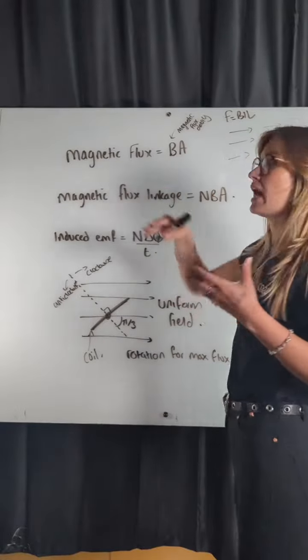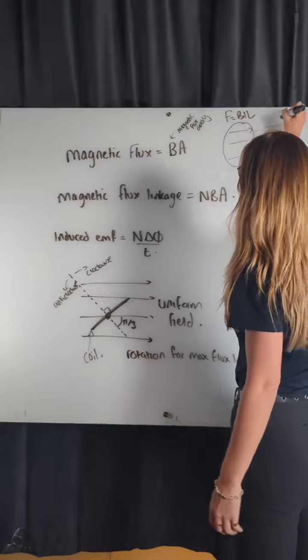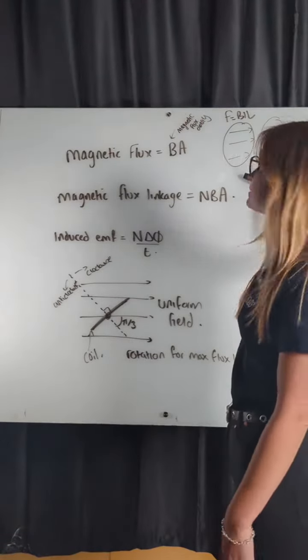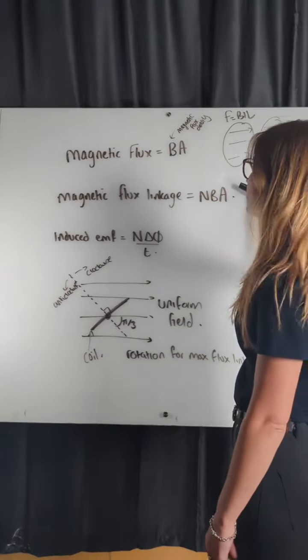So let's say I've got a circular coil. So there's my circular coil. Clearly the magnetic flux for this coil is much higher because the value of magnetic flux density is much higher.